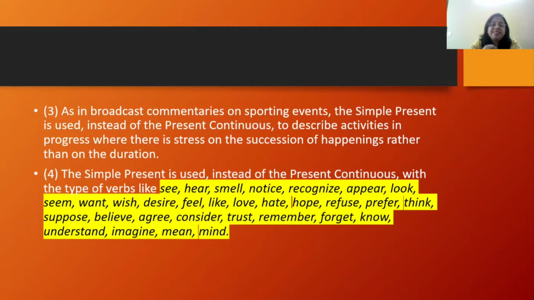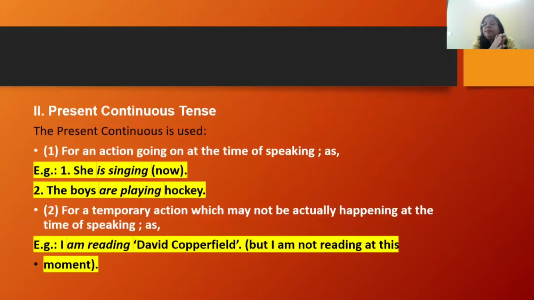What are they? Like see, hear, smell, notice, recognize, appear, look, seem, want, wish, desire, feel, like, love, hate, hope, refuse, prefer, think, suppose, believe, agree, consider, trust, remember, forget, know, understand, imagine, mean, and mind. So all these words can be used in simple present tense instead of using them in the present continuous tense.